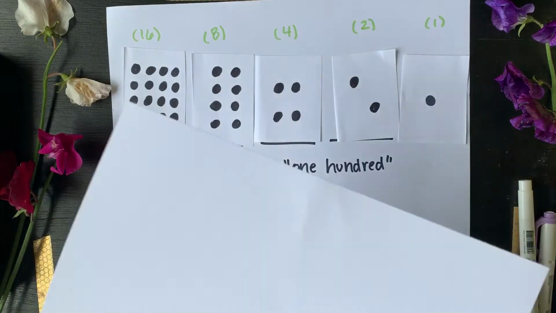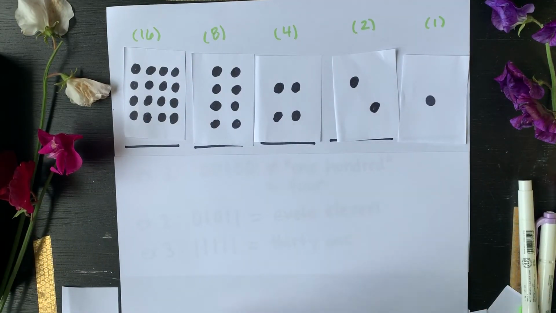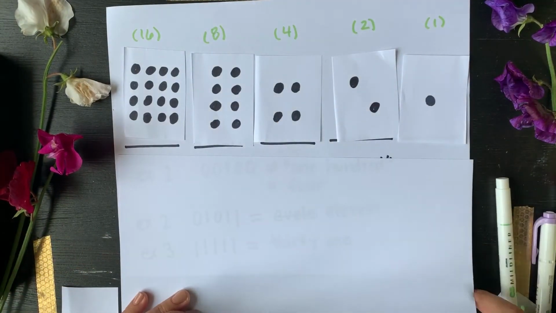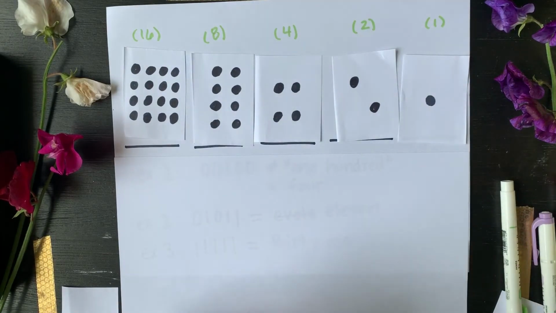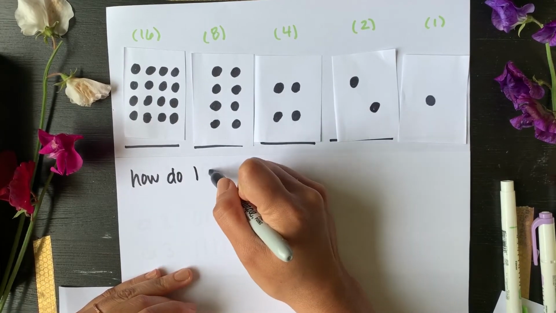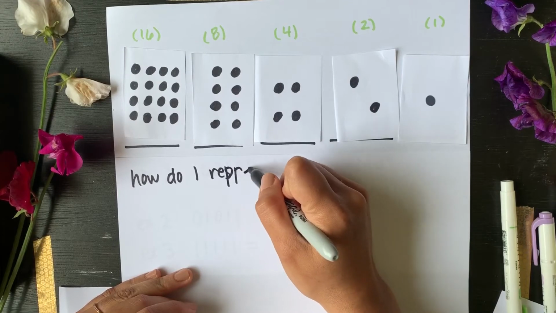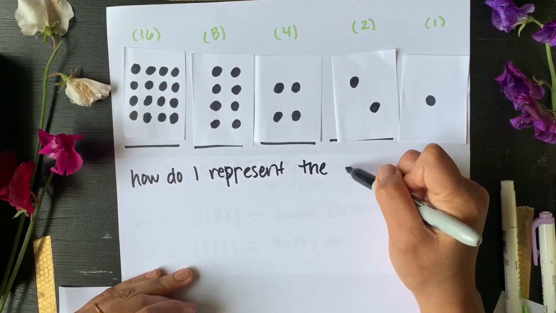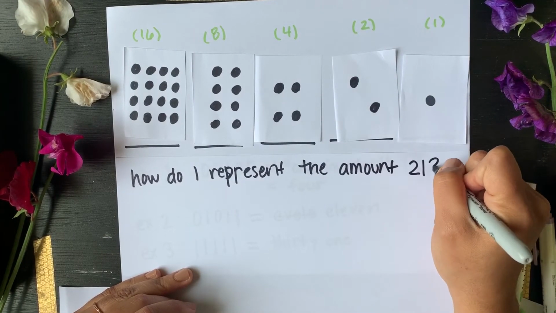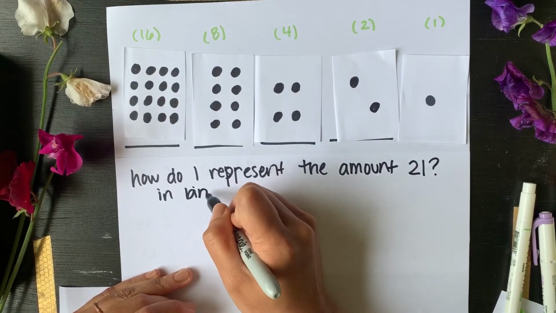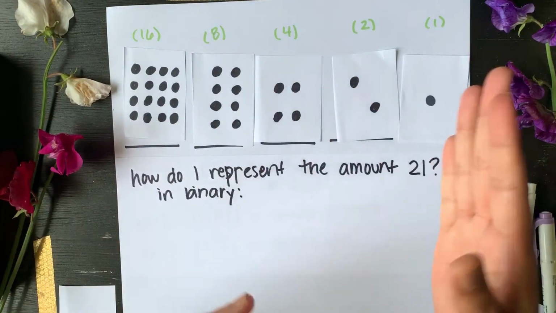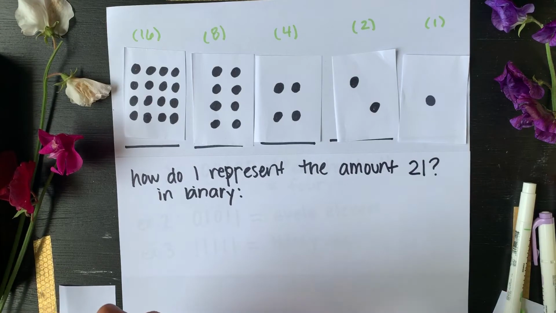So let's practice translating numbers, in decimal numbers, into binary numbers. Now this might be a little trickier to work backwards. So let's say I want to represent the amount $21 in binary. So I have to figure out how do I turn these dots, turn these cards on and off so that I end up with an amount of 21.